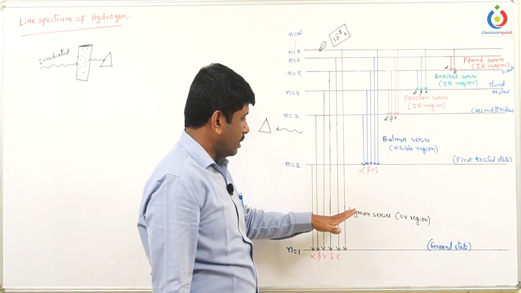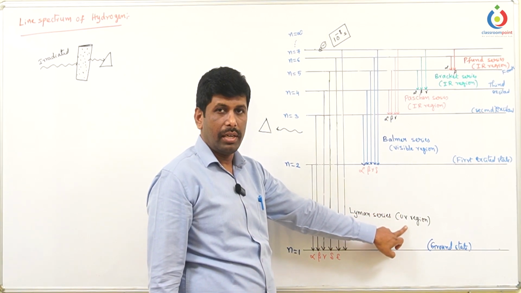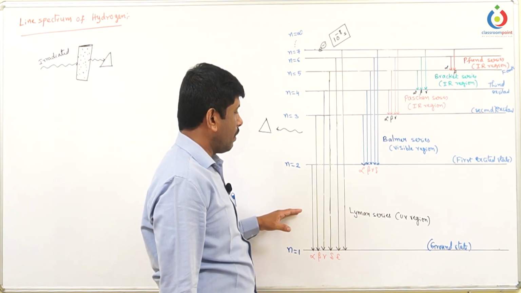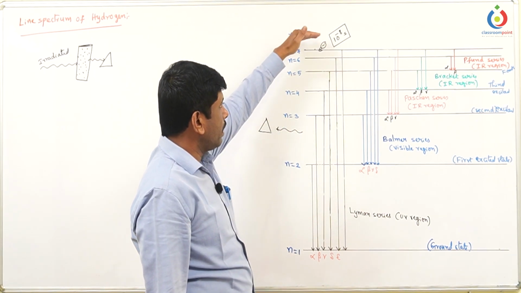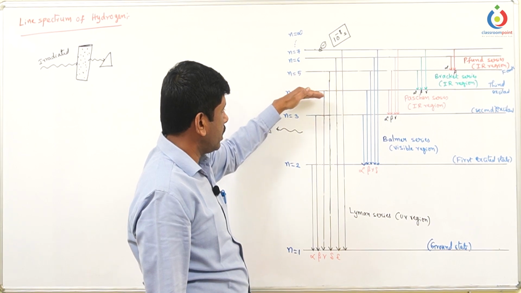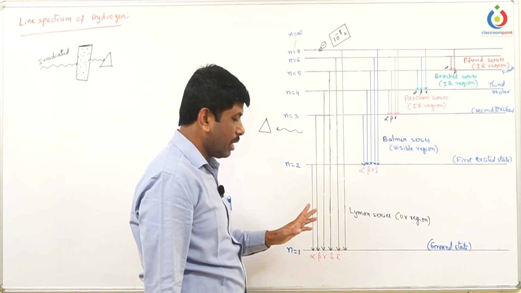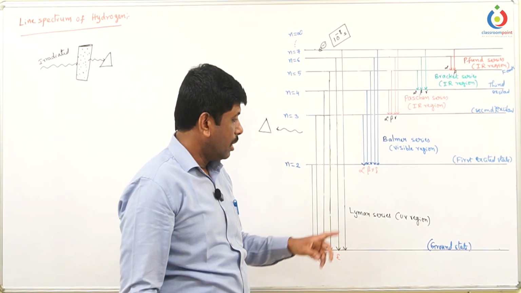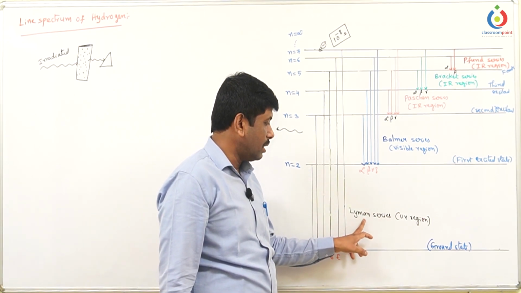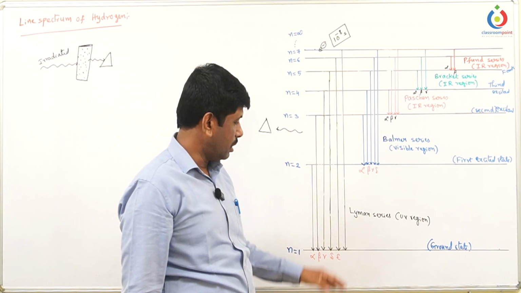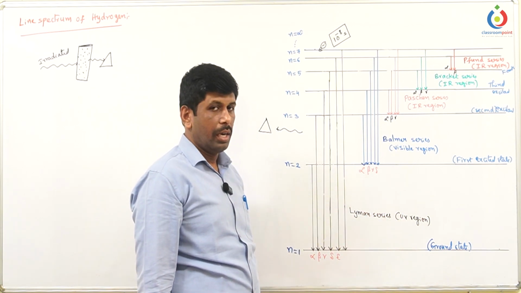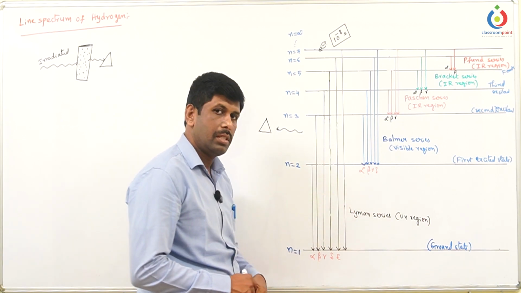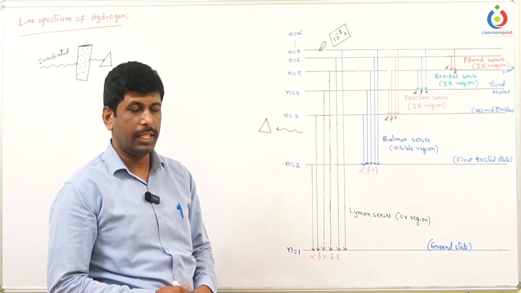A series of lines observed in the ultraviolet region is named the Lyman series. The Lyman series of lines is obtained when an electron from any one of the higher energy states falls directly to the ground state. A lot of energy is released, so this series is observed in the ultraviolet region, that means the higher frequency region. That's why the Lyman series always has the higher energy.